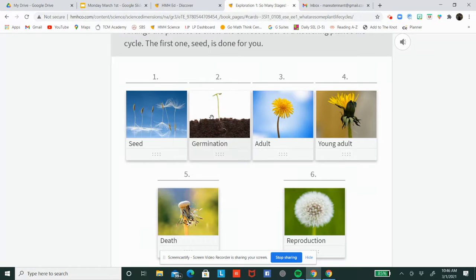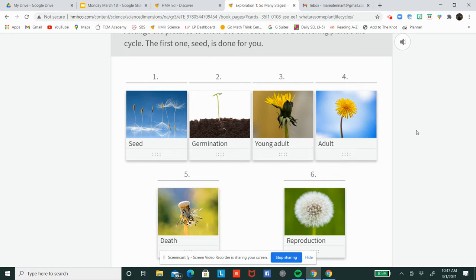So to the right, you see how the arrows go in a circle. So looking at the picture, they give you the first one, the seed. So then you would write the word germination in the next bubble, or the circle, whatever you want to call it. So it's a seed, then the seed sprouts. What step comes after it germinates? Anelli? It is a young adult. It is a teenager. So it starts to form a flower.